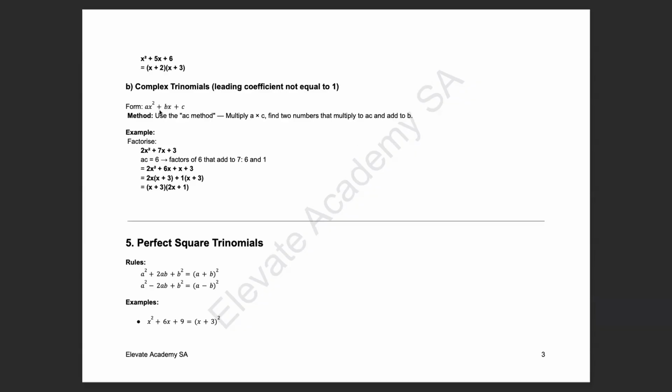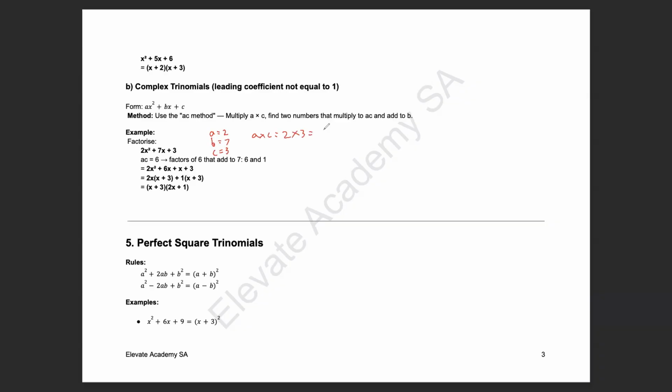We know the standard form of our trinomials is ax squared plus bx plus c. So when we get a trinomial such as 2x squared plus 7x plus 3, we're going to use the AC method. When we break this down, in this example, a is equal to 2, b is equal to 7, and c is equal to 3. By using the AC method, we first need to multiply a times c, and a times c is equal to 2 times 3.